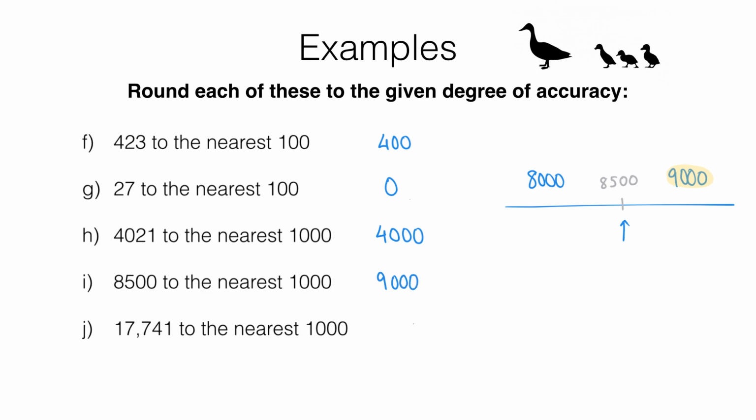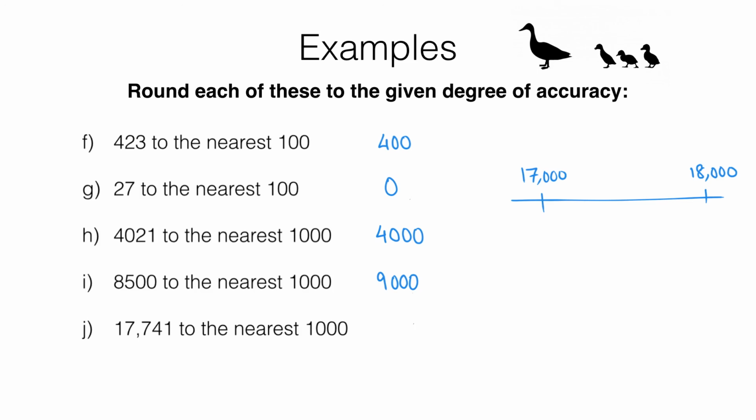Finally, let's have a look at 17,741. Well, the two numbers that we're interested in on our number line are 17,000 and 18,000. Those are in the 1000 times table. That's just 17 lots of 1000 and 18 lots of 1000. And 17,741 is definitely in between these. But where exactly is it?